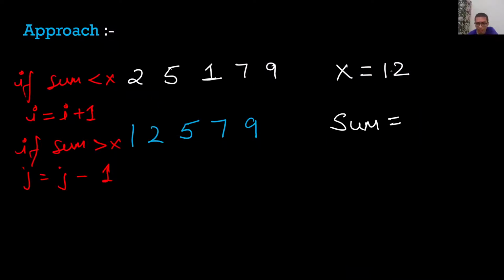Now let's say x is 13. Now let's see whether we are able to make a sum 13 out of this array or not. So I would be pointing here and j would be pointing here. 1 and 9. 1 plus 9 is 10. So the sum is initially 10.